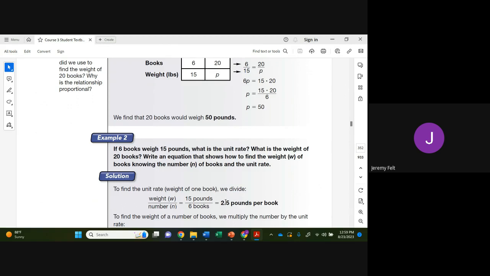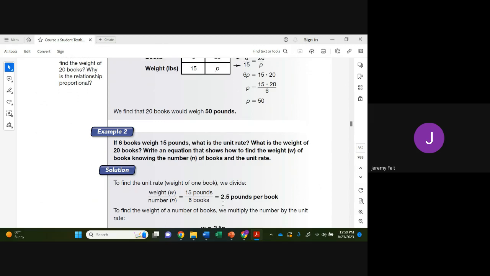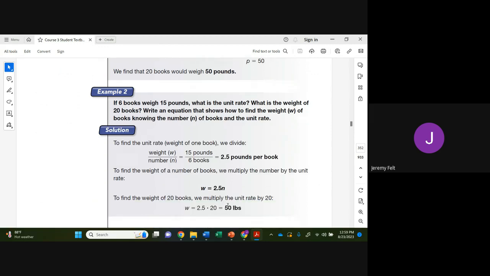So then we can multiply the 2.5 by 20 to figure out, well, how much are 20 books going to weigh? 2.5 times 20 is still 50 pounds. So the equation we could use for any number of books would be W, our weight, equals 2.5, because that's our constant, that's our K, times the number of books. Once we know the number of books, which is our independent variable or our input, then we can multiply it by 2.5 and get our output, or our W, weight. 2.5 times 10, the weight would be 25 pounds. Okay, so we can plug in any number for N and calculate W.